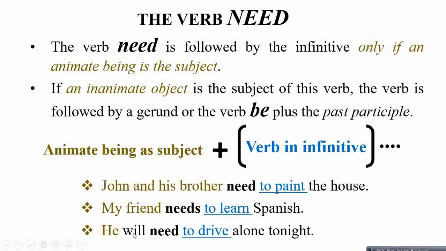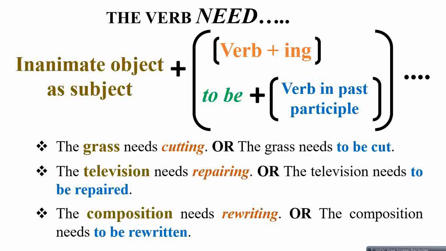So in case आपका जो subject of sentence है वो animate object है, तो ऐसे में need will always be followed by an infinitive form of verb. However, if the subject is an inanimate object, inanimate means something which is not alive, having no spirit. So ऐसे में आपके पास need will be followed by a gerund form of verb or to be followed by a third form of verb, or the past participle.